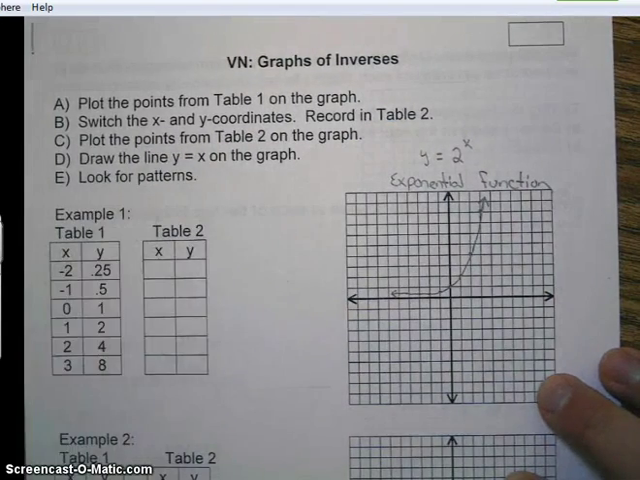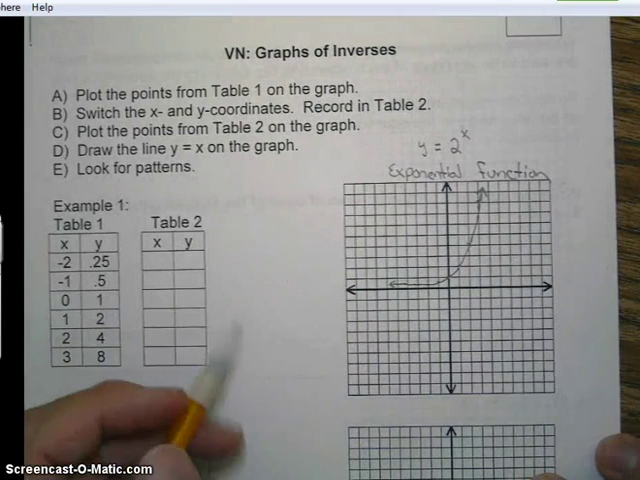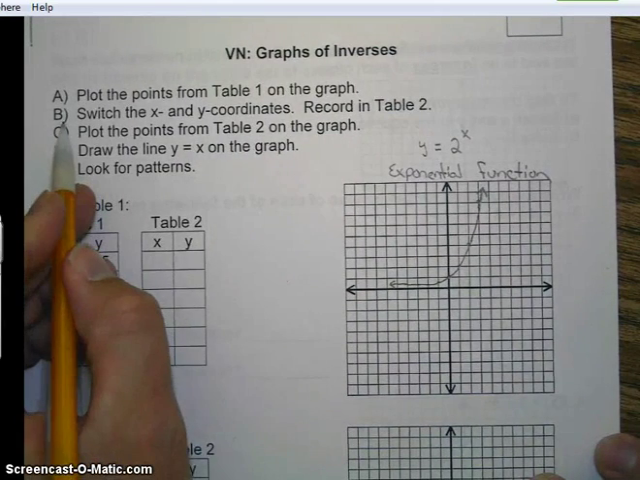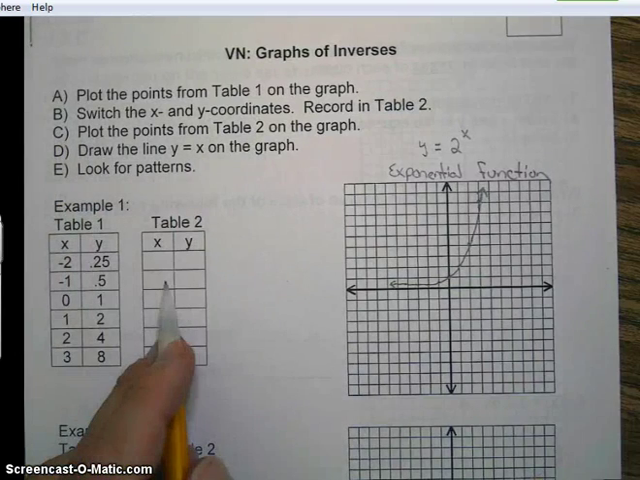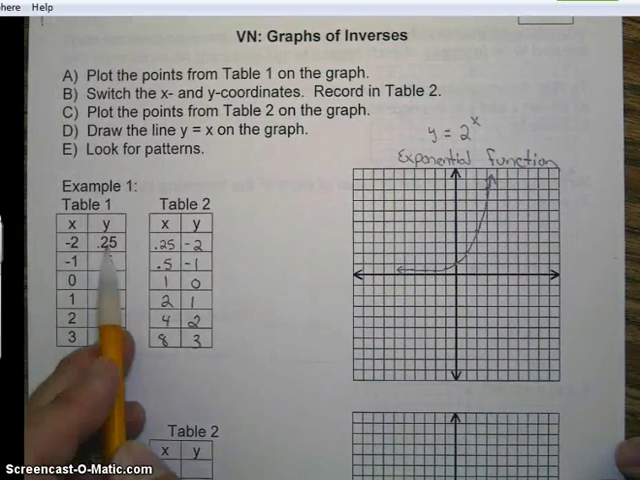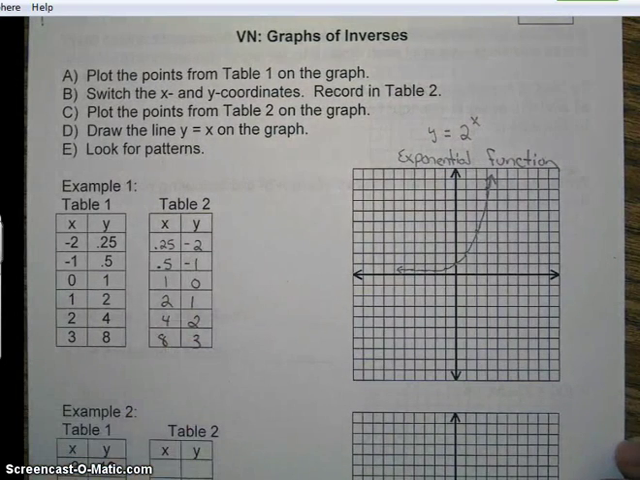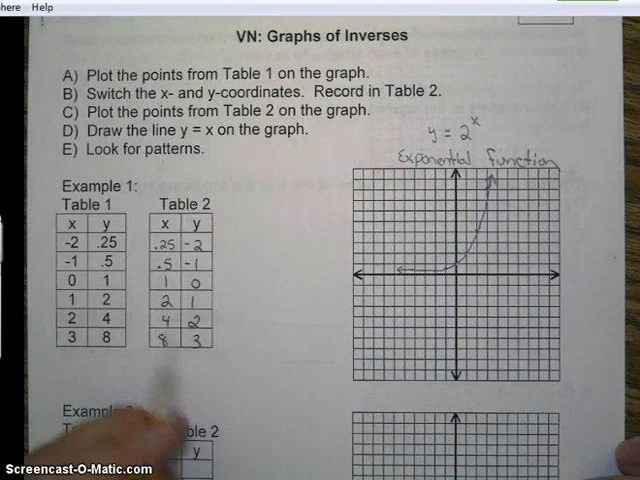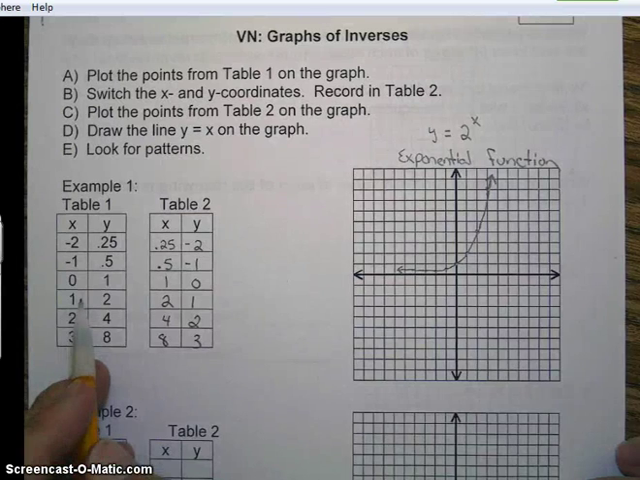But that's not the purpose of this video. We're looking at finding the inverse of a function. So, B. Switch the x and y coordinates. So let's do that. I'm going to pause the video. Okay, so we switch the x and the y just like we do when we find the inverse of an equation. We switch the x and the y. So this table represents the inverse points of the original function.